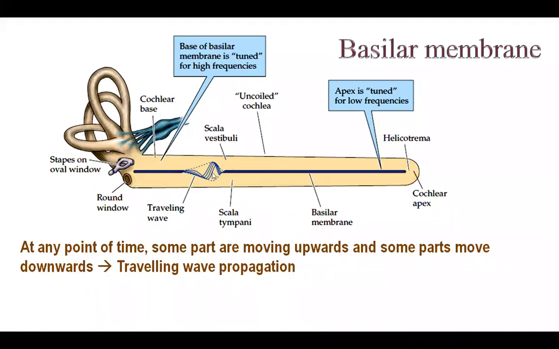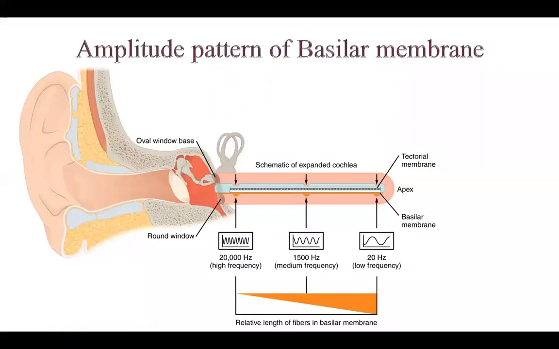So at any point of time, some part will move up, some part will move down. So this corresponds to the traveling wave propagation. In this diagram, if you see, at the base we have higher frequencies to which the basilar membrane will respond. The middle will respond to the medium frequency, and the apex would respond to low frequency.